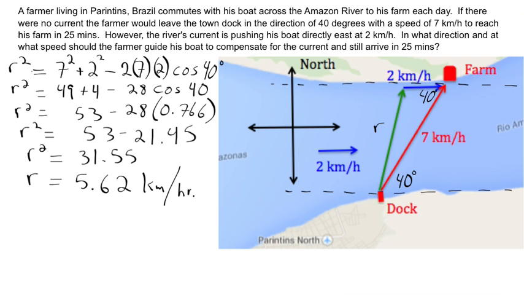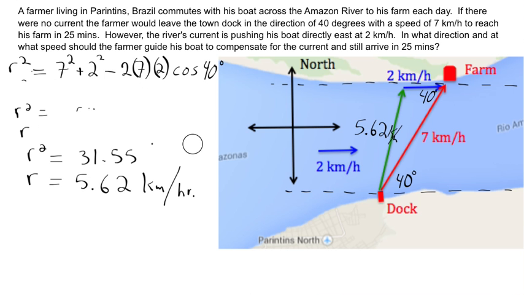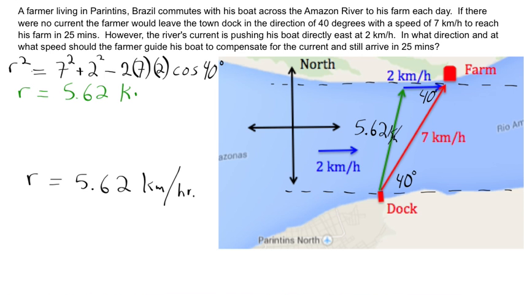So we can put that in over here on our river. This is 5.62 kilometers per hour. All right, but this is not the whole answer. This is just part of the answer. So let's make a little space up here and put that partial answer up here so we don't lose it. So R is equal to 5.62 kilometers per hour. Now we need to find the direction of that vector. So we're looking for this little green angle in here. Let's call it theta. Okay?